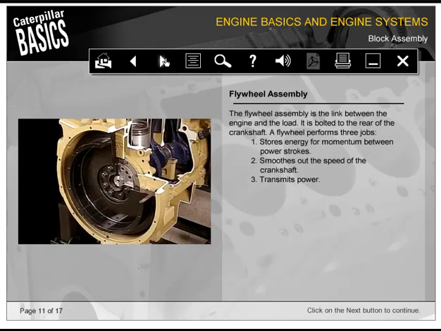The flywheel assembly is the link between the engine and the load. It is bolted to the rear of the crankshaft. A flywheel performs three jobs. It stores energy for momentum between power strokes. It smooths out the speed of the crankshaft. And it transmits power.